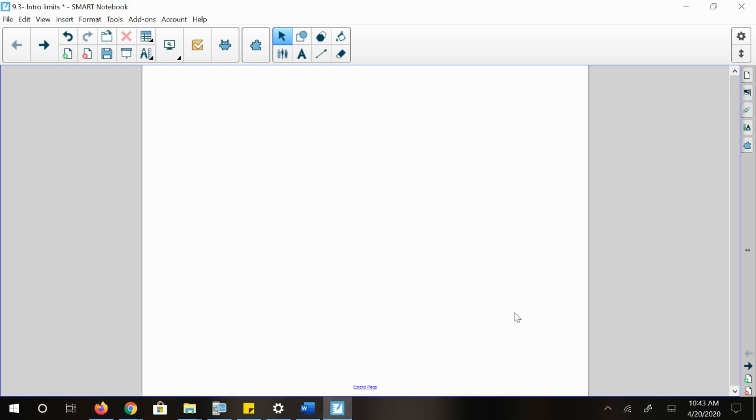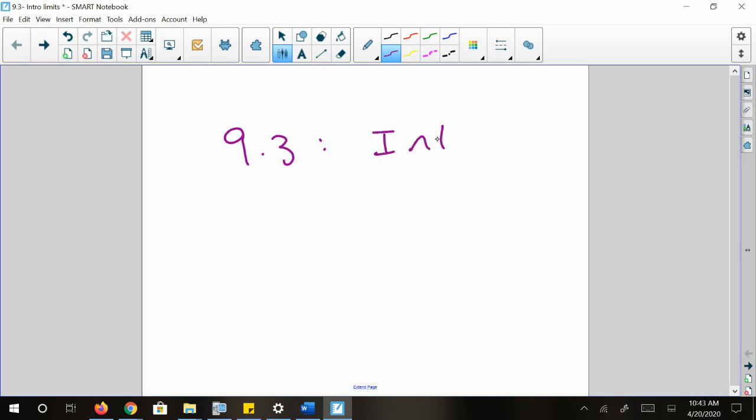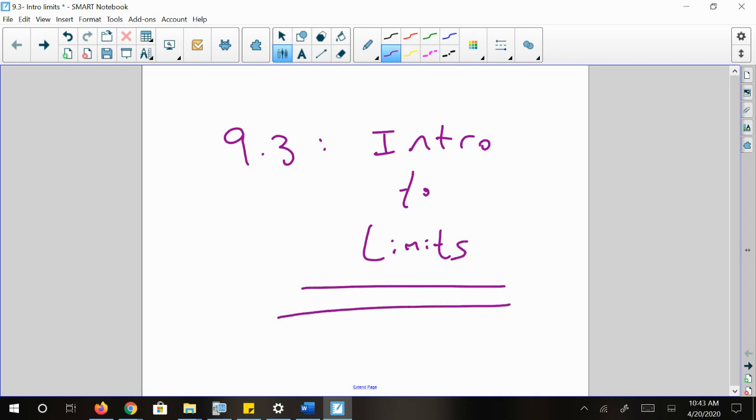Alrighty, so today we are going to continue along with our introduction to calculus. We talked about the difference quotient last time, and today we're going to talk about something called limits. So we'll call today our intro to limits. Now, there are a few connections between what we talked about the other day and this idea of limits.